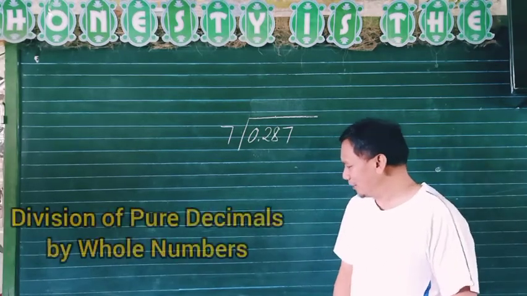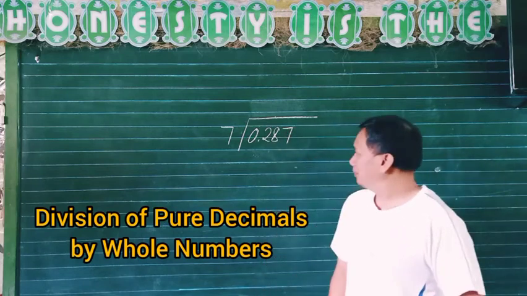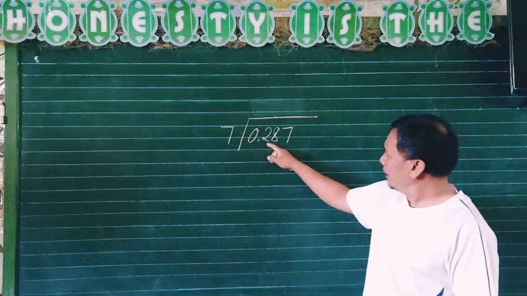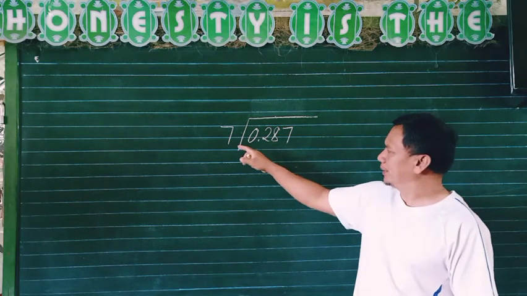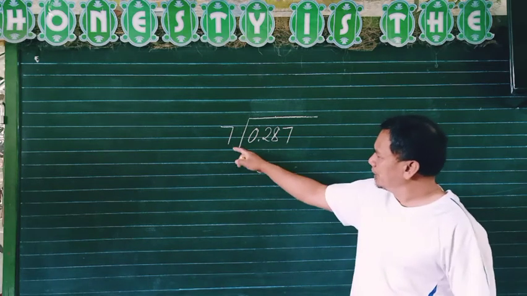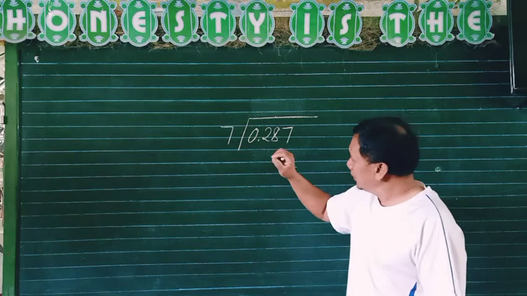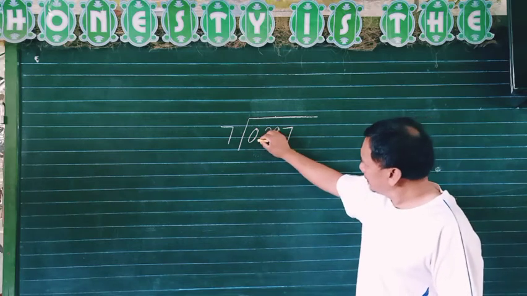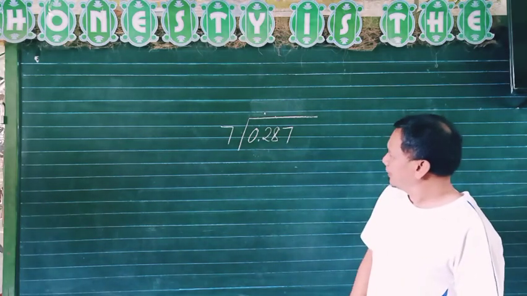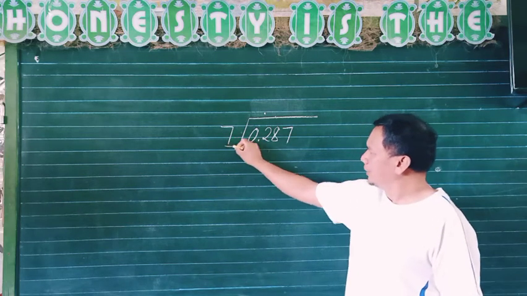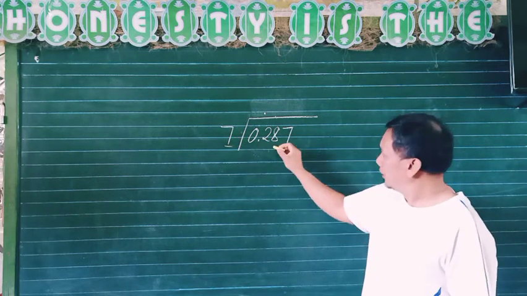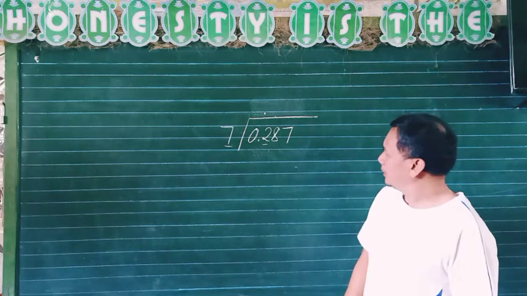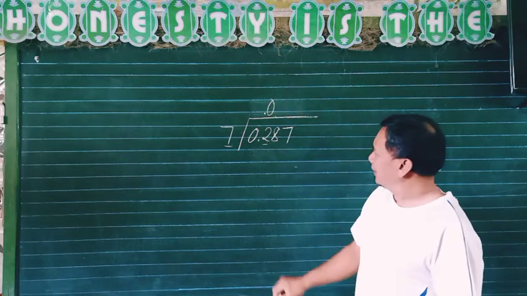Okay, our next lesson is about dividing pure decimals by a whole number. In our example, we have 287 thousandths divided by 7. Our divisor is a whole number, so there's no more movement of the decimal point. So, first, align the decimal point to your quotient. And then, since you have only one digit as your divisor, you start first with the first digit. So 2 divided by 7, it cannot be. So you write 0 there in your quotient.